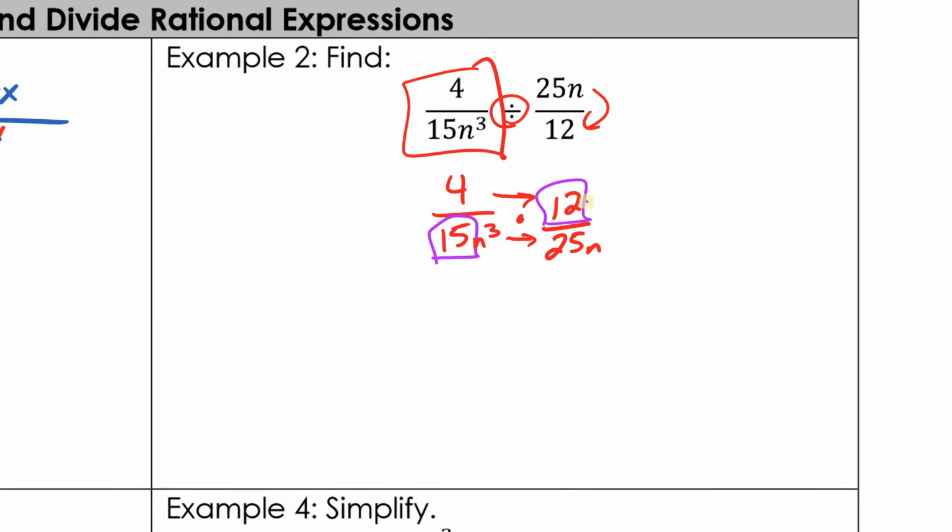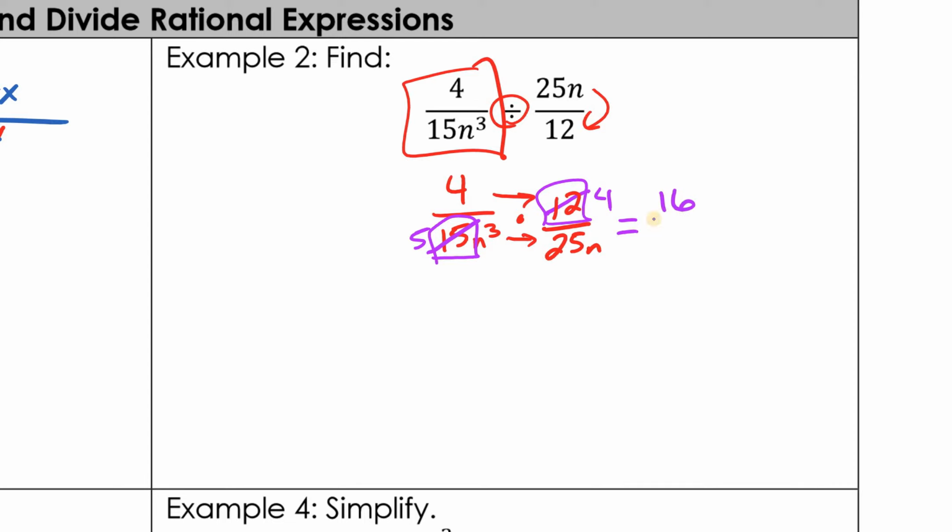Both of those can be divided by 3. This one would be left with 4. This would be left with 5. And that way when we multiply straight across, we're not doing 4 times 12. We're doing 4 times 4. And you see it makes the math a little easier. But of course, you can just multiply straight across. And since you have a calculator, it makes the math simple.